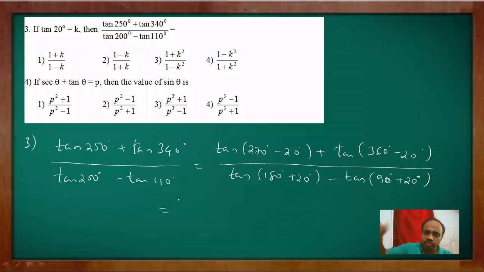110 can be written as 180 minus 70. But I don't want 70. I want 20 degree. Why? That is given in the question. Tan 20 degree is equal to K. So your answer in terms of tan 20 should come. So what is given in the question, that you have to observe.